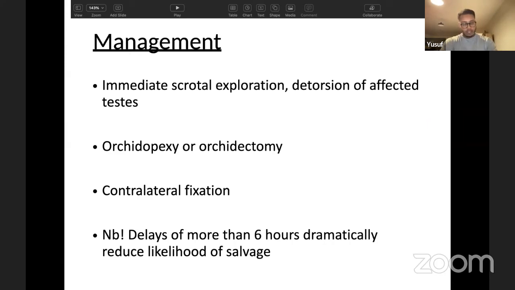So yeah, delays of more than 6 hours dramatically reduce the likelihood of salvage. So this is why you don't waste time with radiological investigations. And if the timeline is very short with these symptoms and you've got any diagnostic uncertainty, then you will never be criticized for taking these patients to theater.